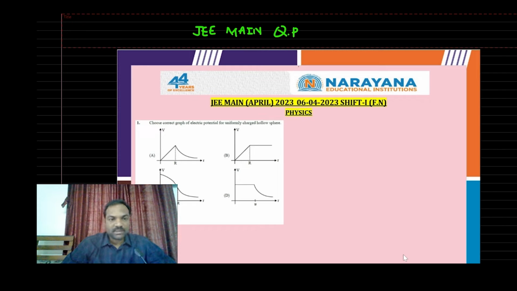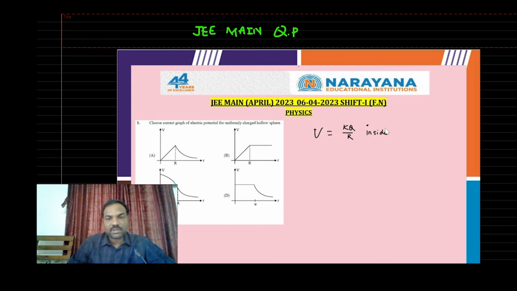The first question is related to the electric potential due to a uniformly charged hollow sphere. They are asking what the potential variation is with the distance of the point from the center of the sphere. We know that for a hollow sphere, the potential inside is kq by R, provided q is the charge on the sphere and R is the radius of the sphere. This is the potential at any point inside.